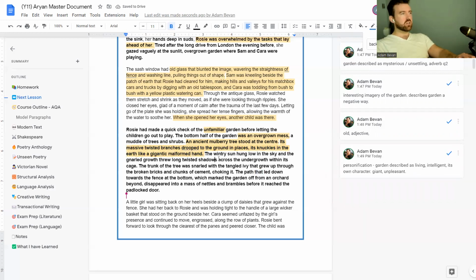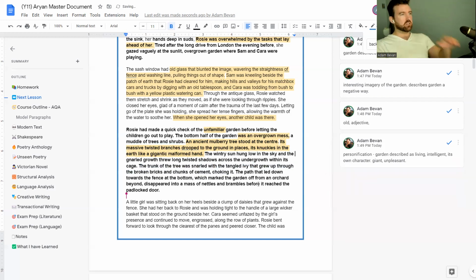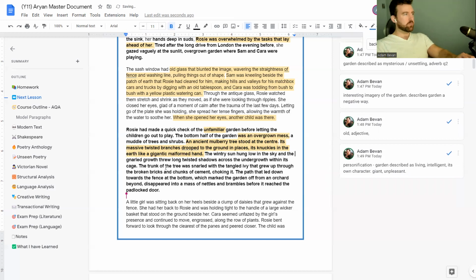The wintry sun hung low in the sky, and the gnarled growth threw long, twisted shadows across the undergrowth within its cage. The trunk of the tree was snarled with the tangled ivy that grew up through the broken bricks and chunks of cement, choking it. So this presents the garden as being at war with itself. The garden is at war.